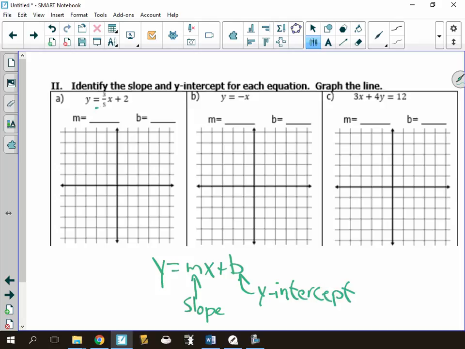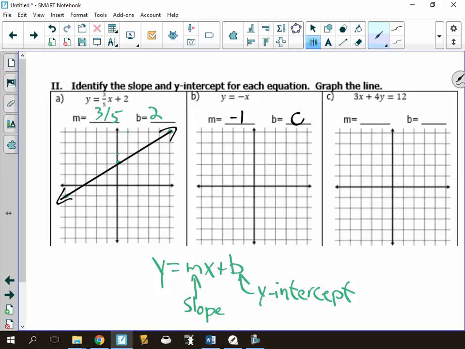So for this problem, the slope is 3/5, the y-intercept is 2. So we would plot 2, and then we do the rise over the run. So we'd go up 1, 2, 3, and over 1, 2, 3, 4, 5. But remember, slope is not a location. Slope is a pattern. So if we can go this way, we can also go this way. And we can get a nice straight line. And there's our graph.